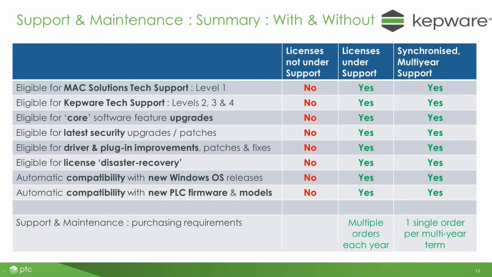So to summarize, the first column here shows the licenses which are not under support. The second column here shows licenses which are under support, and the third column shows licenses which are synchronized under support. So you'll see with licenses not under support, you don't get tech support from us, you don't get tech support from Kepware, you don't get any of the upgrades as the 3 versions are released each year. You won't get any of the latest security patches in those upgrades or plugin improvements, and you don't have the ability to recover any licenses that might be lost due to situations outside your control.